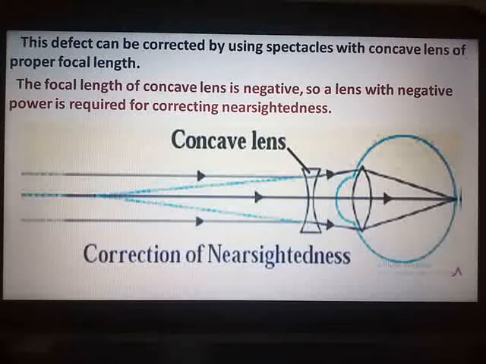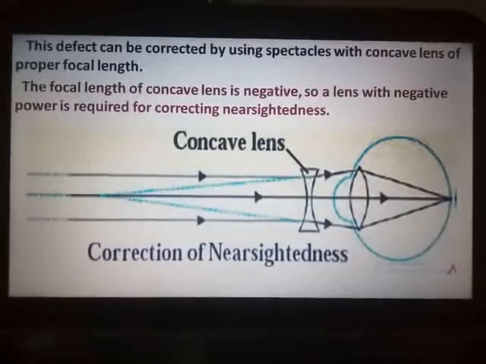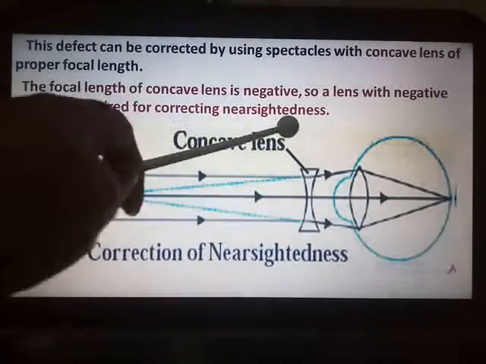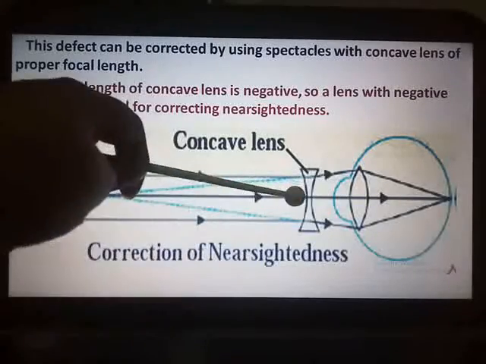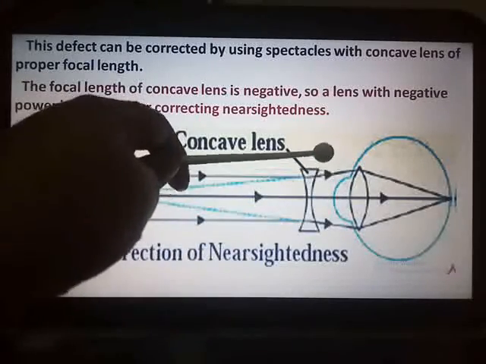Use the word properly. What happens with the help of concave lens? What is the property of concave lens which you have studied? That concave lens is a divergent lens. Concave lens is a divergent lens. So this lens diverges. Now you can see the placement of concave lens. It diverges. The light rays are moving apart, spreading.